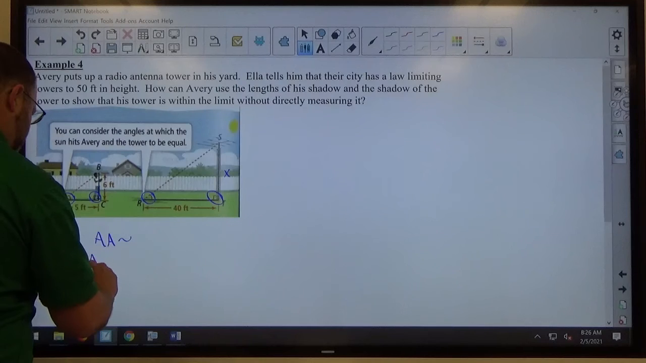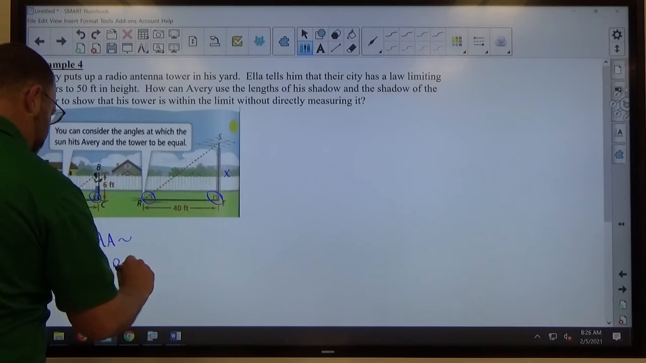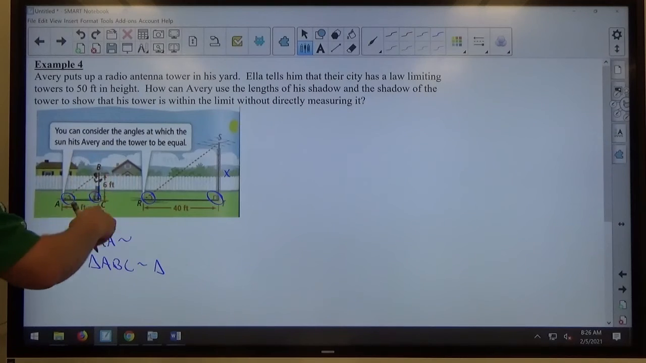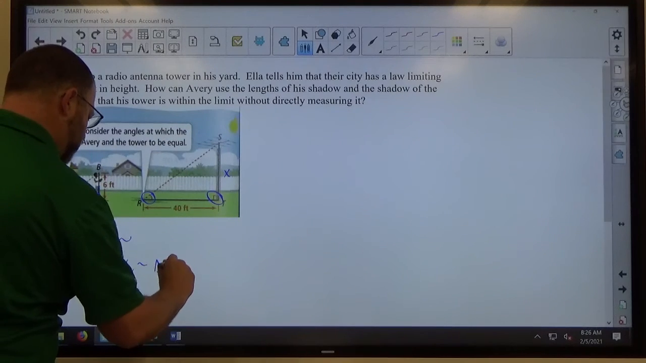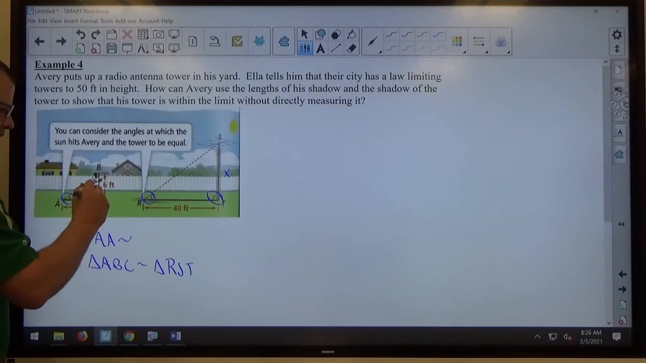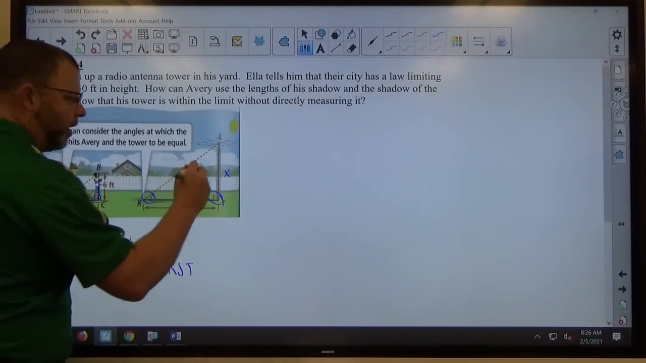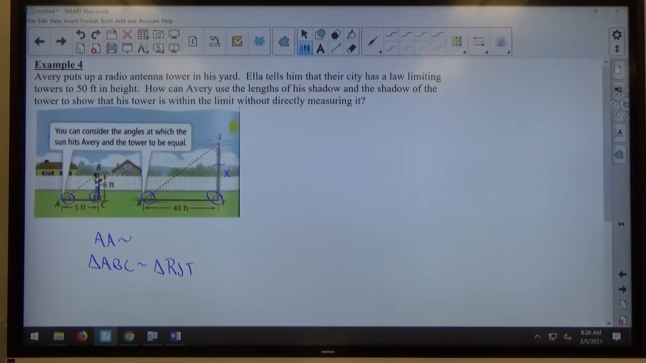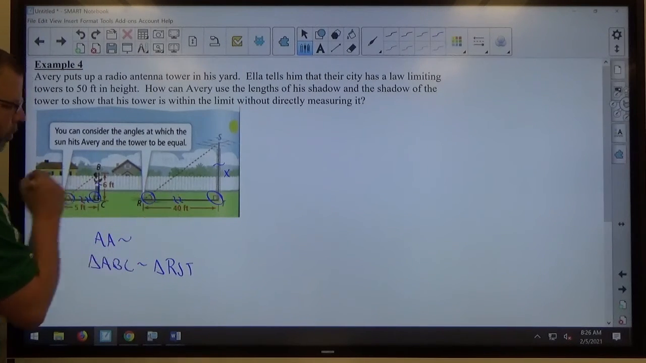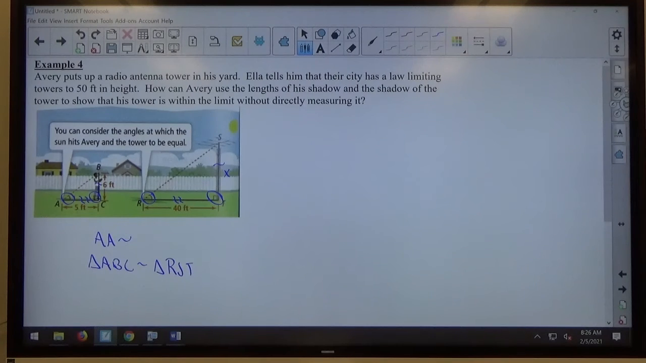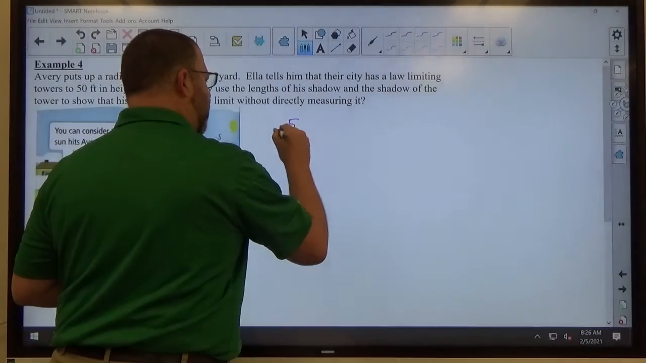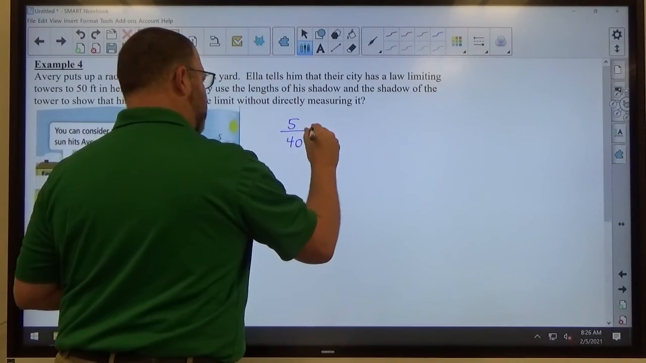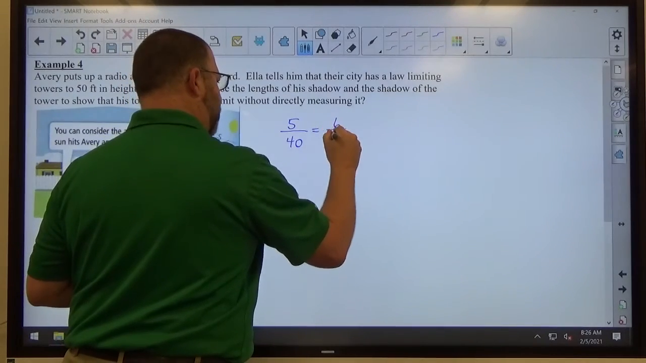which means that triangle ABC is similar to triangle RST. And Avery's segment, his height 6 feet, is proportional then to ST, the tower's height. And AC, his shadow, is corresponding to the tower shadow. So we can just set up a proportion here that if we put Avery's shadow over the tower's shadow, should equal Avery's height over the tower's height.